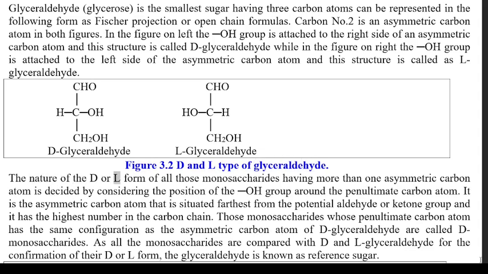The nature of the D or L form of all those monosaccharides having more than one asymmetric carbon atom is decided by considering the position of the OH group around the penultimate carbon atom. It is the asymmetric carbon atom that is situated farthest from the potential aldehyde or ketone group and it has the highest number in the carbon chain. Those monosaccharides whose penultimate carbon atom has the same configuration as the asymmetric carbon atom of D-glyceraldehyde are called D-monosaccharides. As all the monosaccharides are compared with D and L-glyceraldehyde for the conformation of their D or L form, the glyceraldehyde is known as reference sugar.